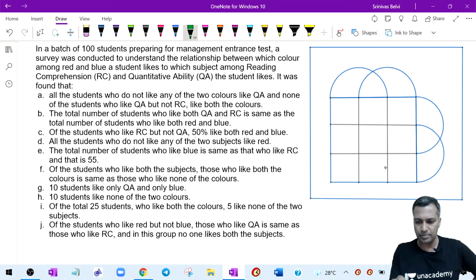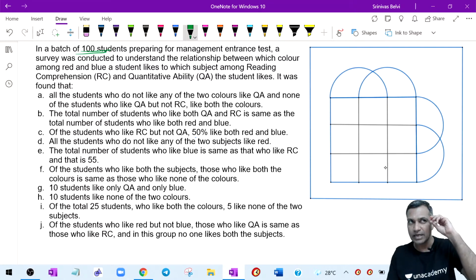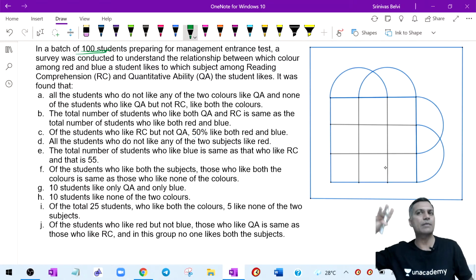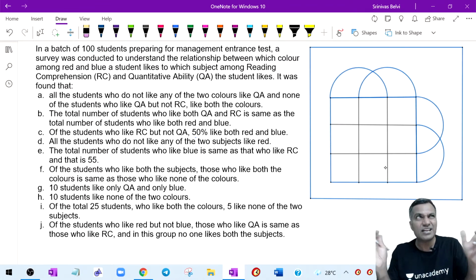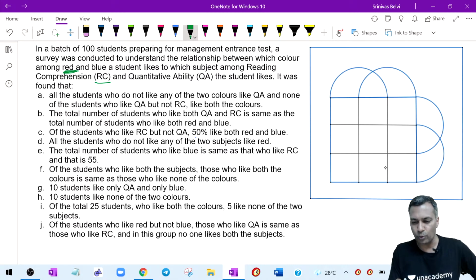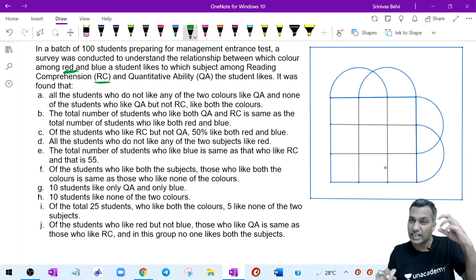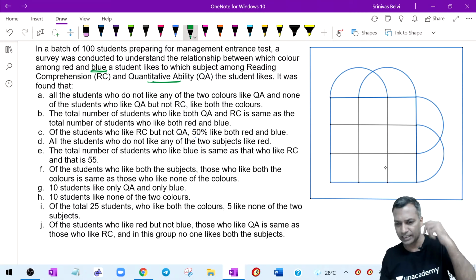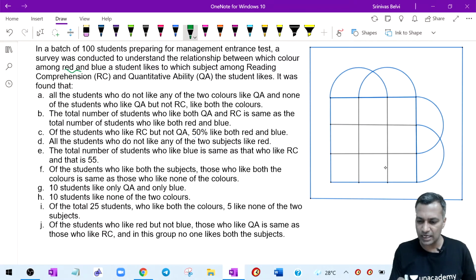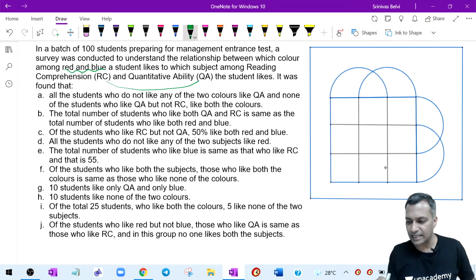Let's take a look. 100 people. They are trying to say, if somebody likes a particular color, will they also like a particular subject? They are trying to associate something like this. If somebody likes the red color, will they be more prone to like RC? Will they be more of a reading kind of personality? If someone likes the blue color, will they be more of a quant person? If somebody likes both colors, will they like both of them? I don't know. Some study like that is being done.